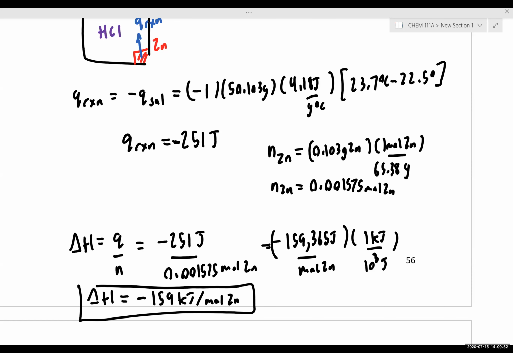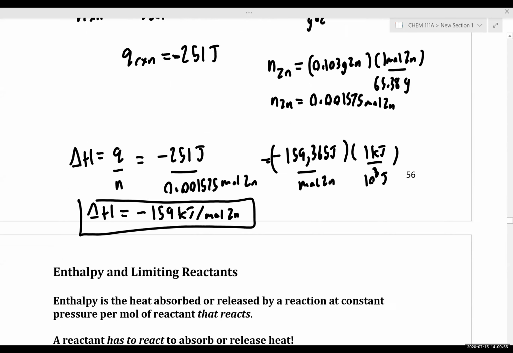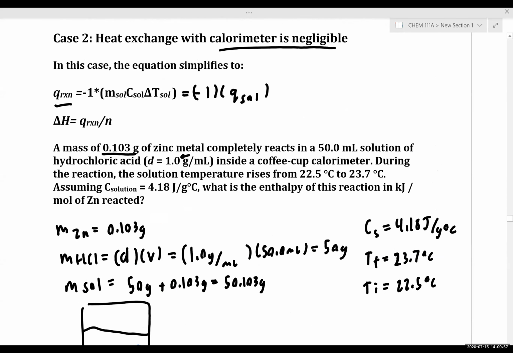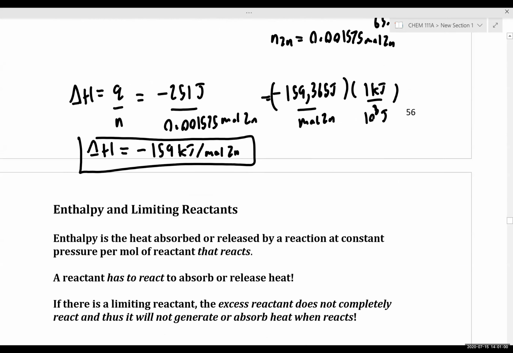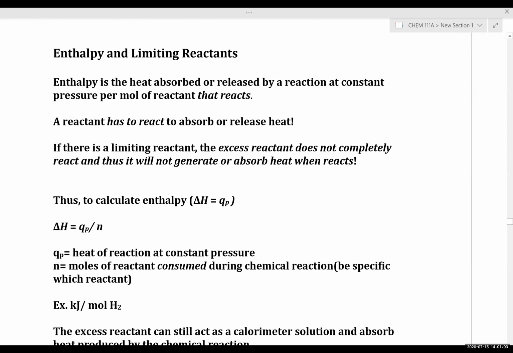Okay, so let's try to apply what we've learned. Now that we've gone through an example where we've calculated the enthalpy of reaction, let's consider another facet of these types of problems, which is the relationship between enthalpy and limiting reactants. So enthalpy is the heat absorbed or released by a reaction at constant pressure per mole of reactant that actually reacts. So the key word is the reactant has to react to absorb or release heat.